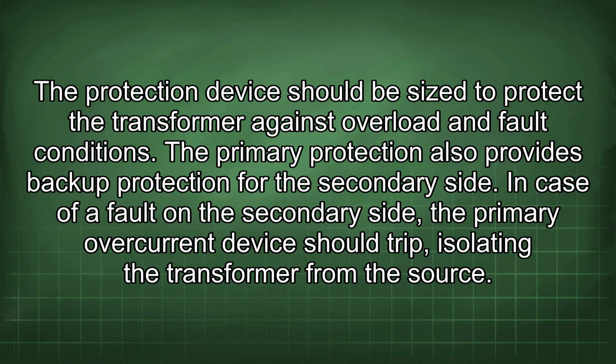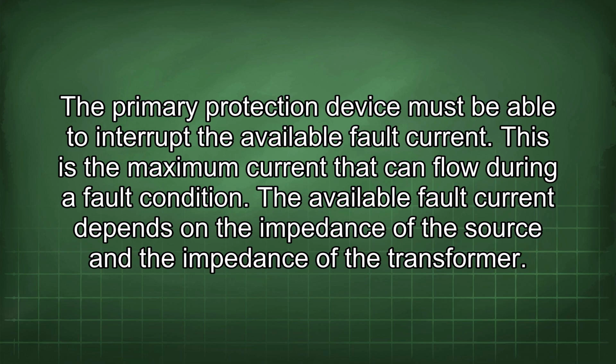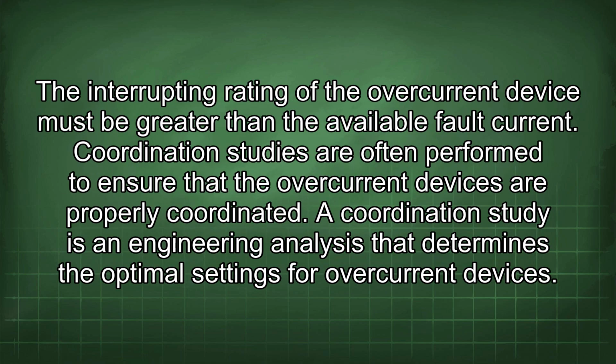In case of a fault on the secondary side, the primary overcurrent device should trip, isolating the transformer from the source. The primary protection device must be able to interrupt the available fault current. This is the maximum current that can flow during a fault condition. The available fault current depends on the impedance of the source and the impedance of the transformer. The interrupting rating of the overcurrent device must be greater than the available fault current.